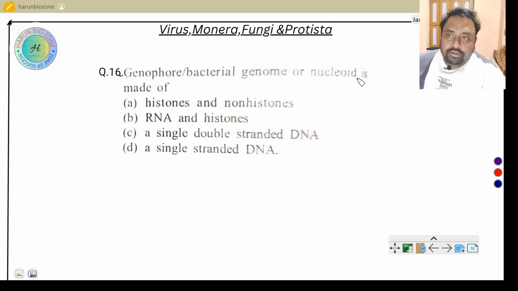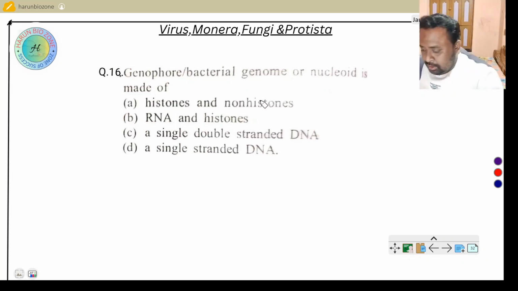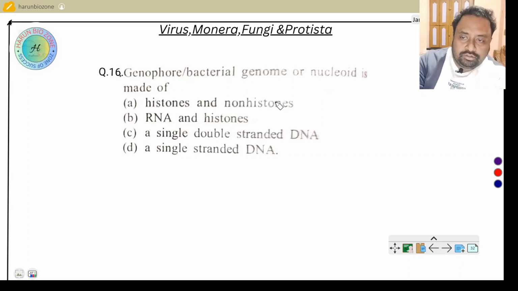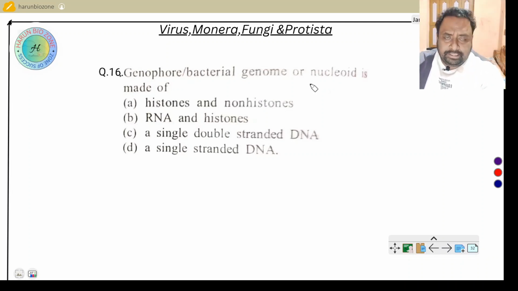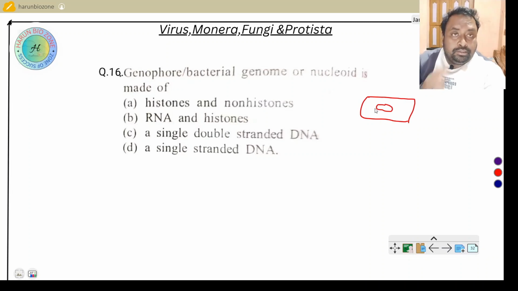Genophore, or bacterial genome or nucleoid, is made up of histone and non-histones? Histone and non-histones, RNA and histones? What is the nucleoid, genophore? Genophore is actually the naked DNA of bacteria. In bacteria there is no nucleus, so the DNA is present in the cytoplasm. This is called the genophore or bacterial genome. Histone and non-histone: the bacterial genome is non-histonic, histone is absent. So this is right, but this is wrong. RNA and histones: not RNA, this is DNA. Sometimes bacterial RNA is present, but non-histone. A single double-stranded DNA is right.